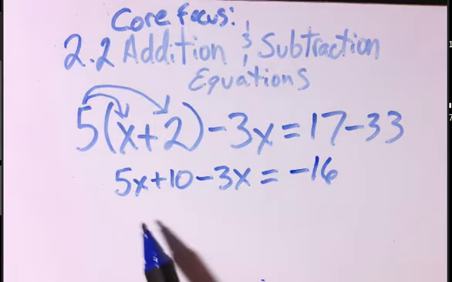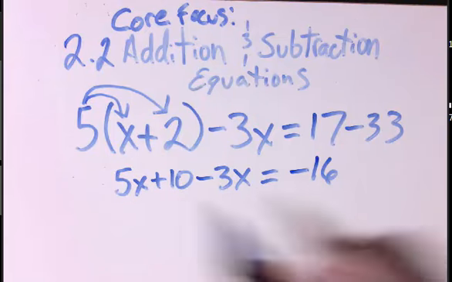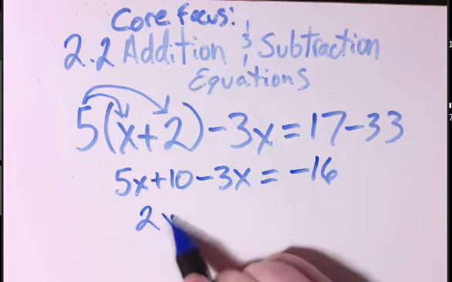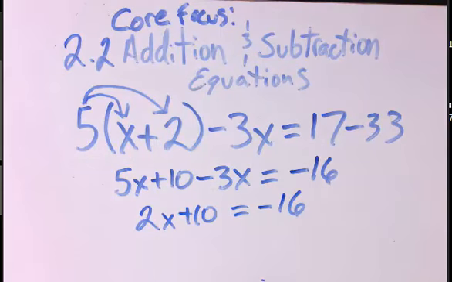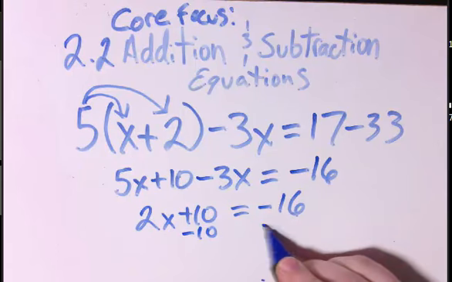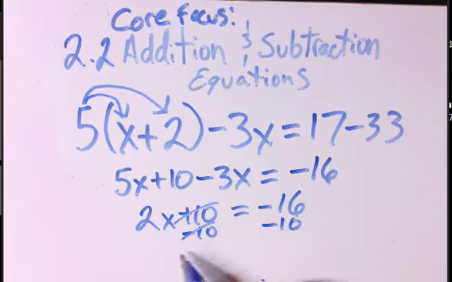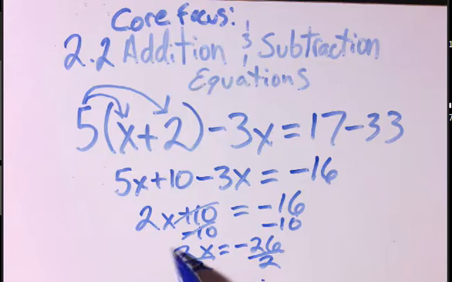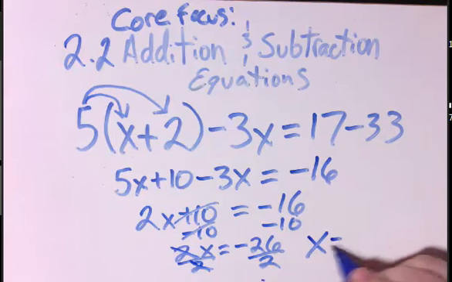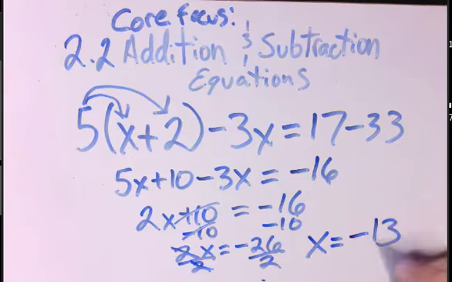So now we can combine like terms here. 5x minus 3x gives us 2x plus 10 is equal to a negative 16. Now what we can do is subtract 10 from both sides. So we get 2x is equal to a negative 26. We have to divide by 2, so this cancels out. So x is going to equal a negative 13.